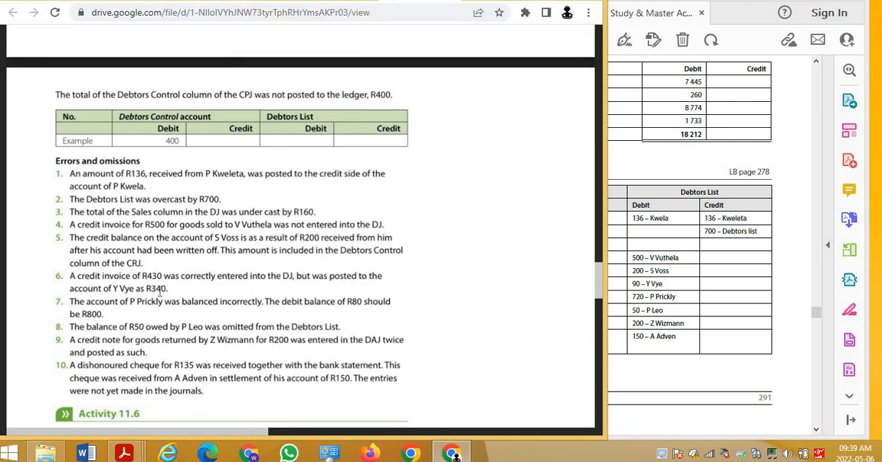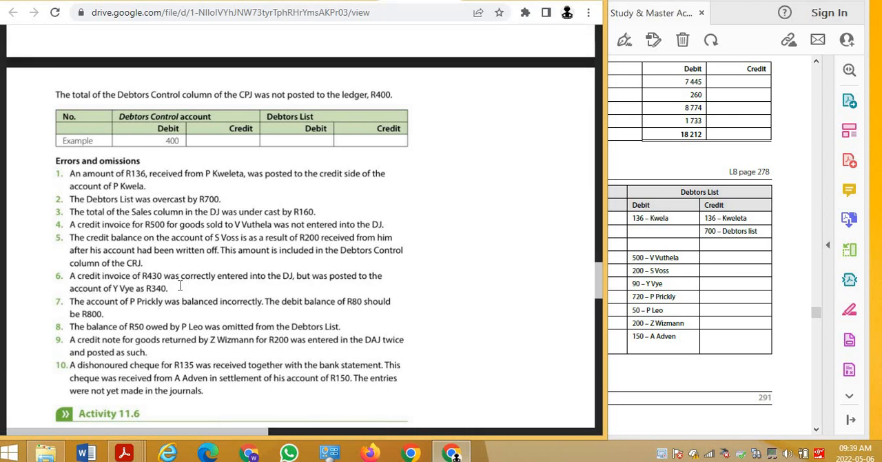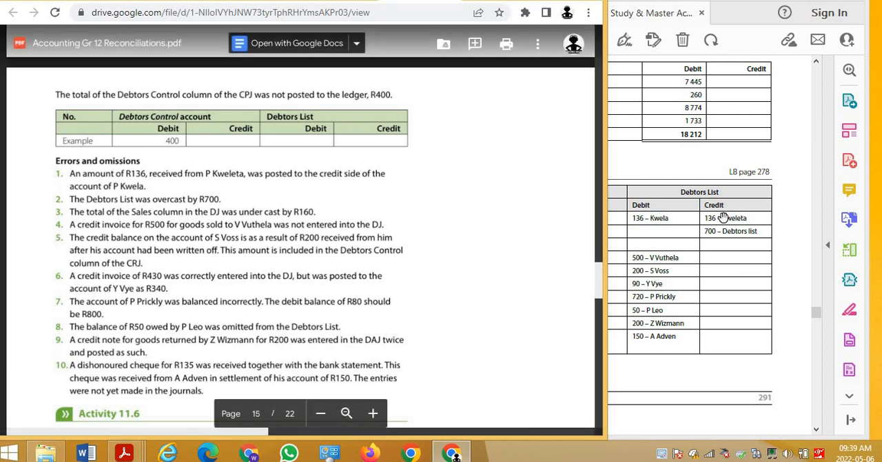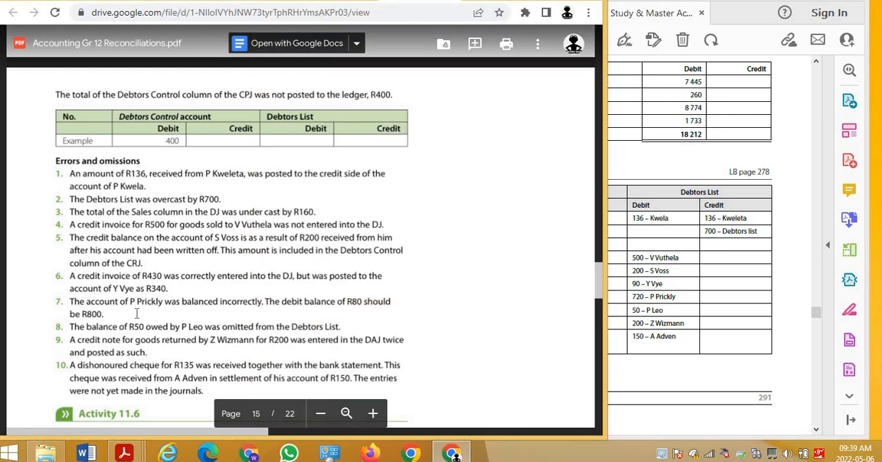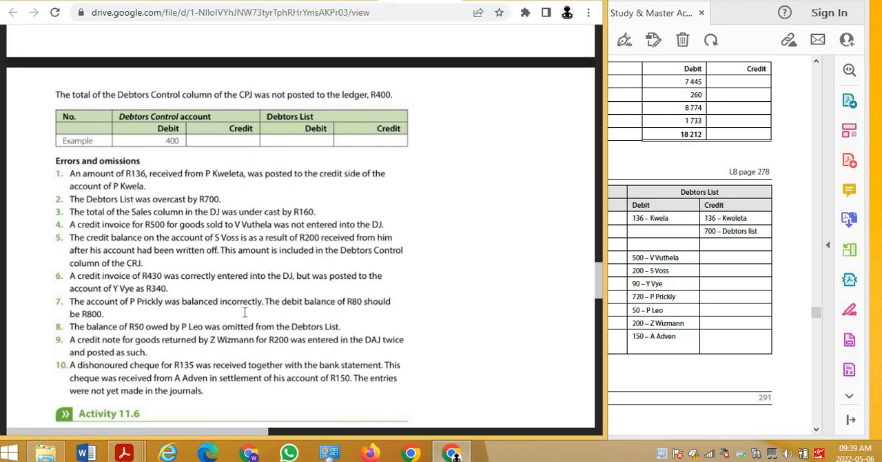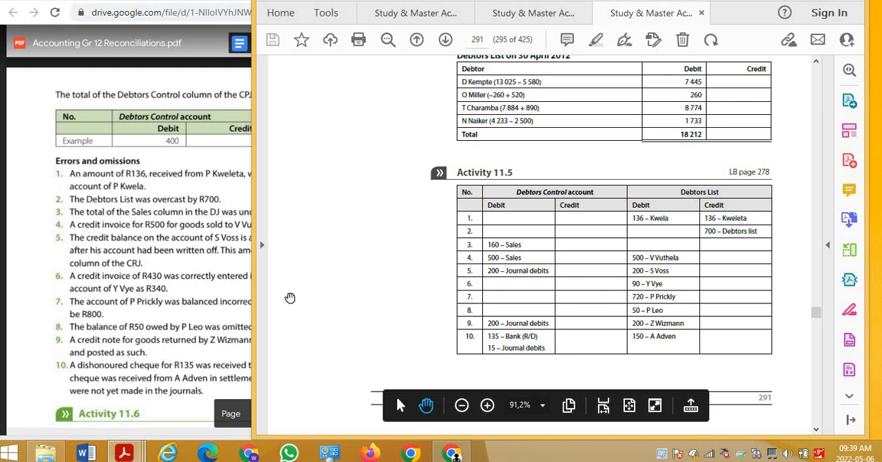A credit invoice of 430 was correctly entered into the DJ. Great stuff. Won't have anything to do with the debtors control account, but individually it was done wrong, as you can see. In the individual account, it was done wrong, and therefore it will only affect the debtors list. The account of Prickly was balanced incorrectly, so this person's individual account is not right, and therefore only affects Prickly's account in the debtors list.